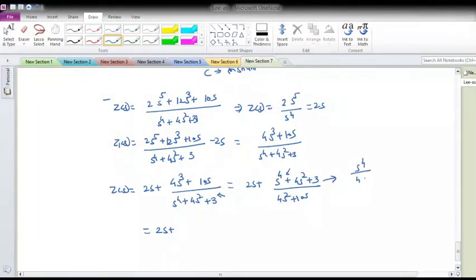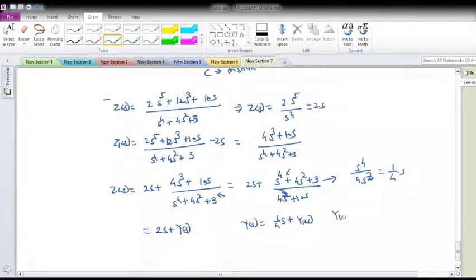So s raised to 4 over 4s cube, not square, it will be 4s cube, it is odd. So this will be 1 by 4 into s. What will be the remaining term now? So my Y of s will be 1 by 4s plus Y1 of s, the remainder.